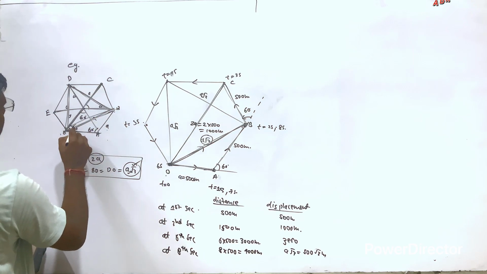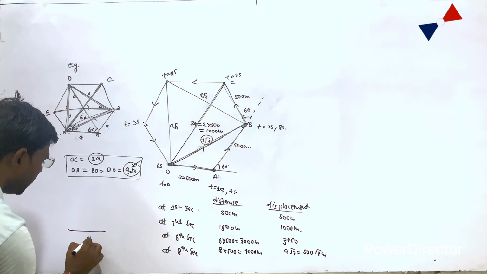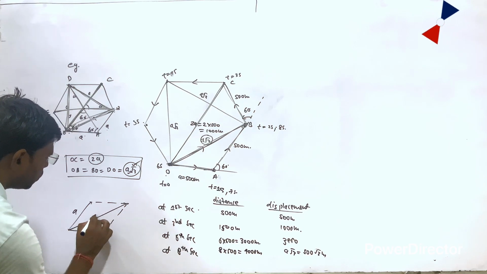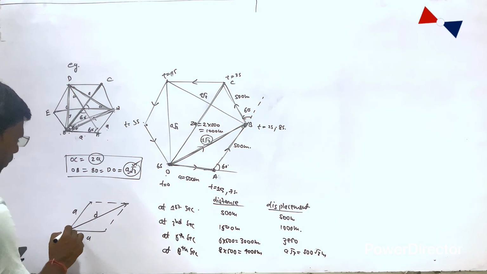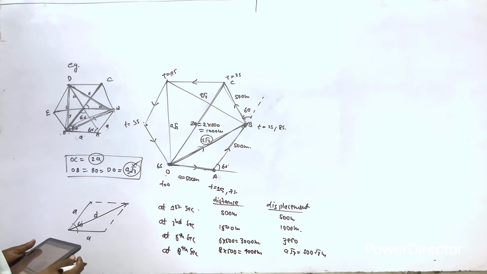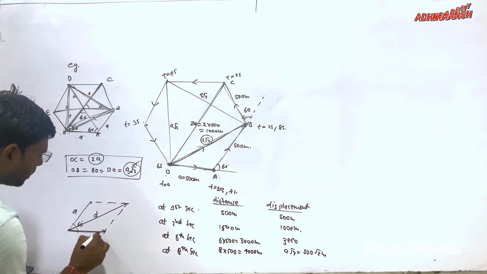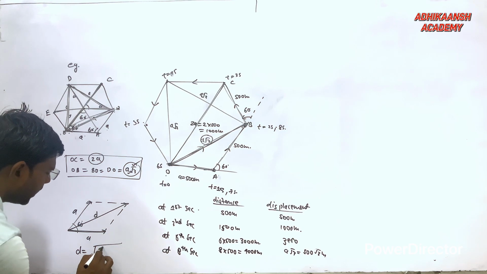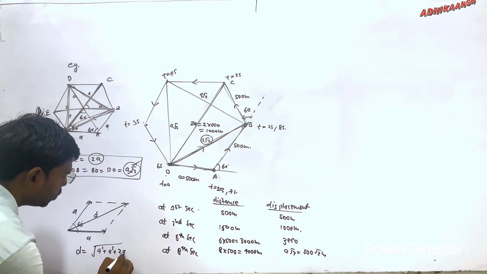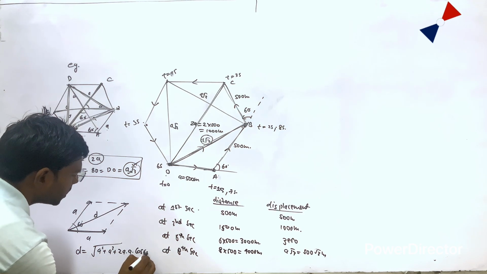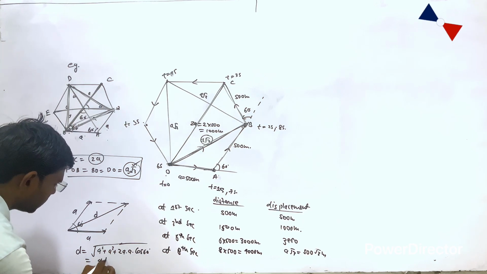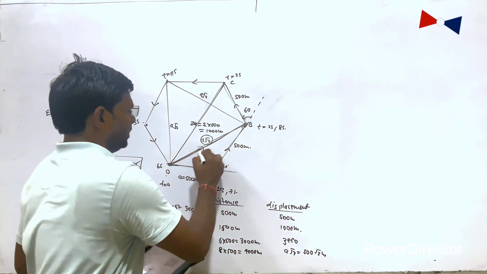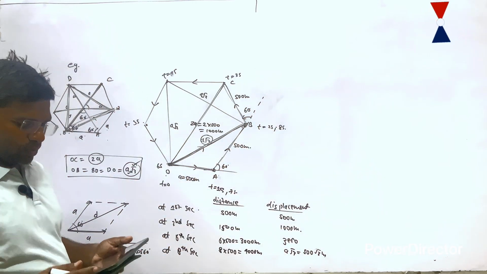This is a, and the angle is 60 degrees. If this is a, this is a, right? And this distance you have to find, suppose. What is the angle between them? It is 60 degrees, so you may consider the vector addition. The d is what? Root over a square plus a square plus 2a into cos 60, right? If you simplify this, you will get a root 3. So you can remember this length of the hexagon is a root 3.